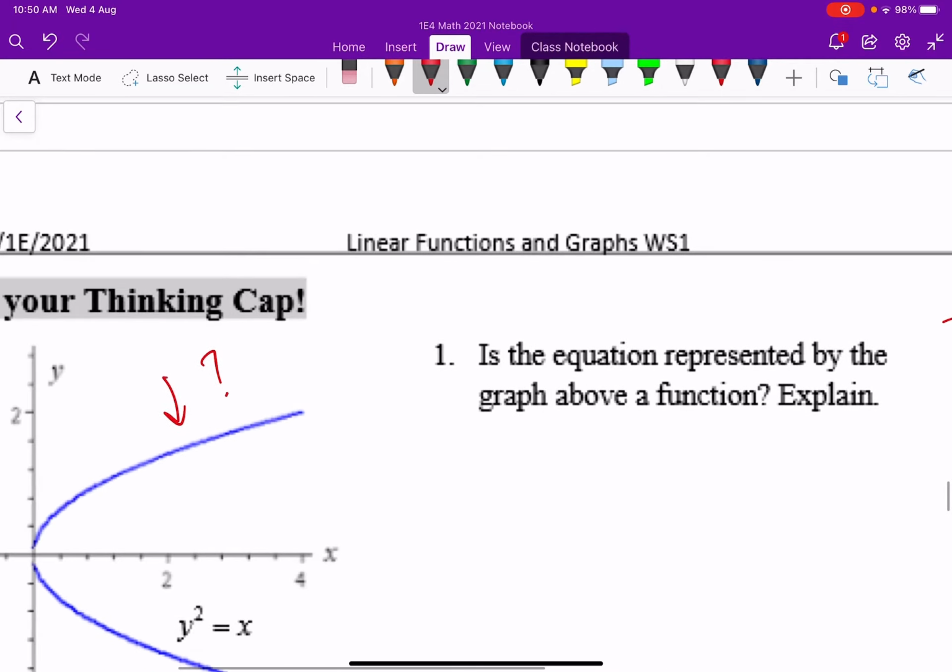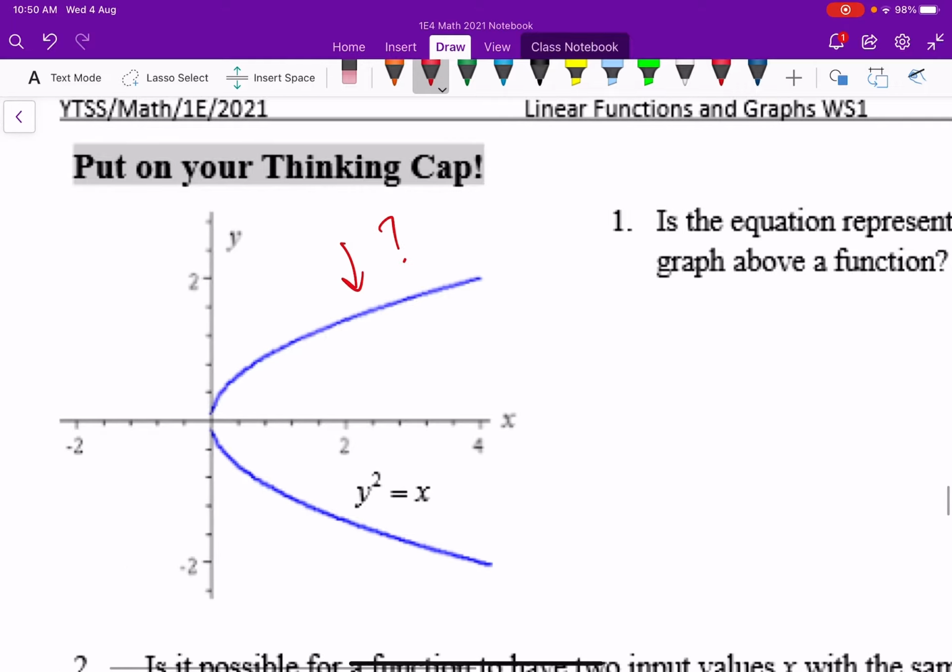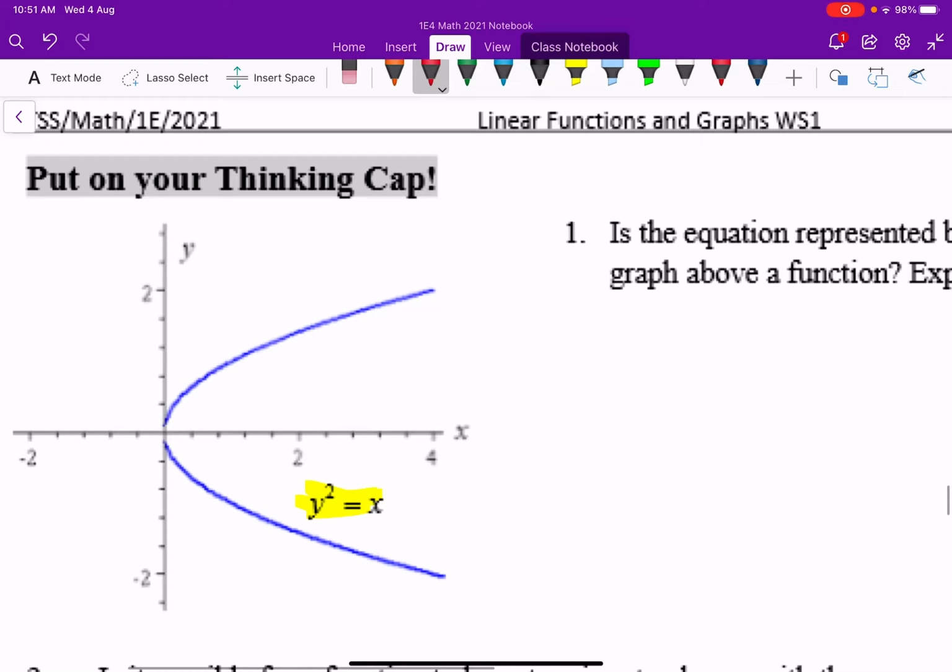So if I look at this equation, this graph over here, y squared equals x, is this a function? You may pause the video and think through first before I continue. Alright, so it is no, this is not a function.